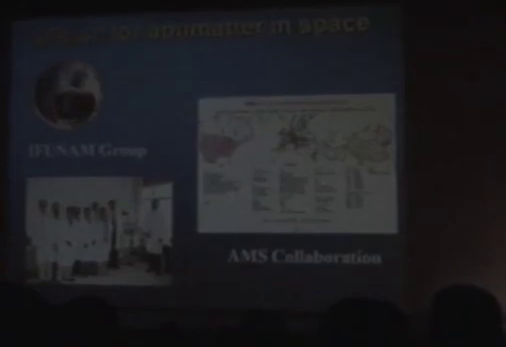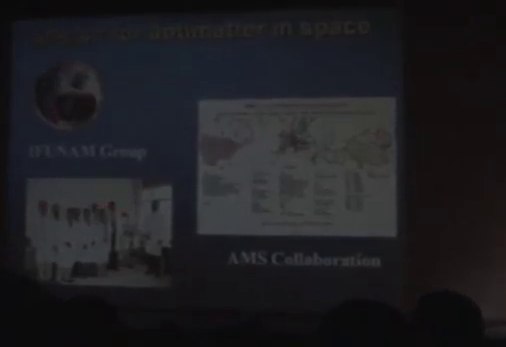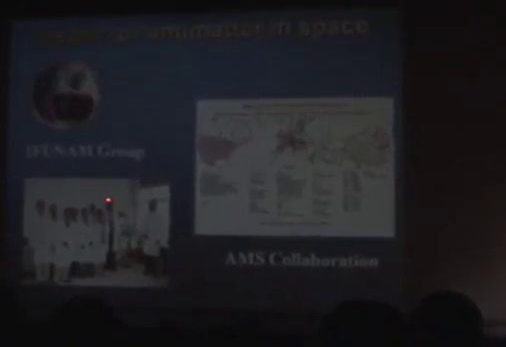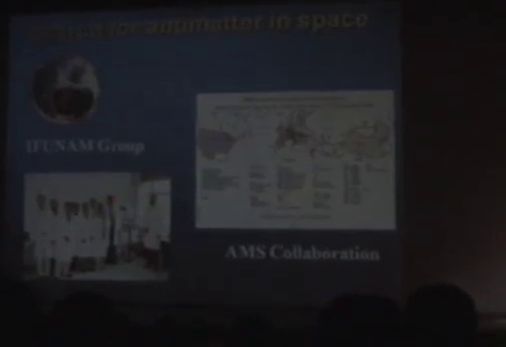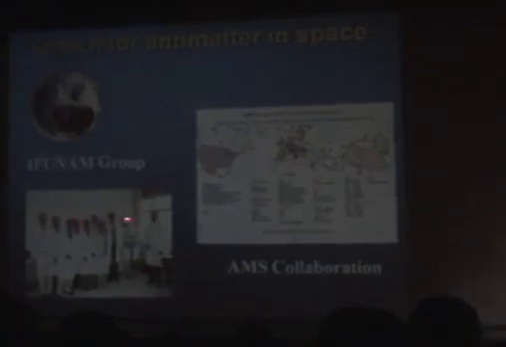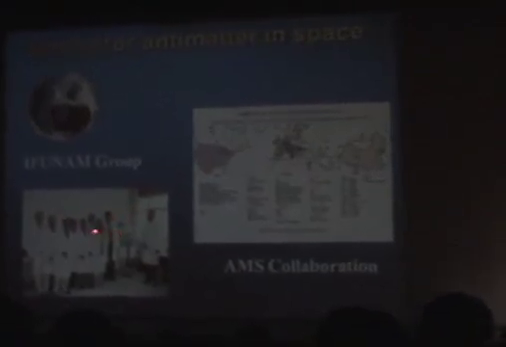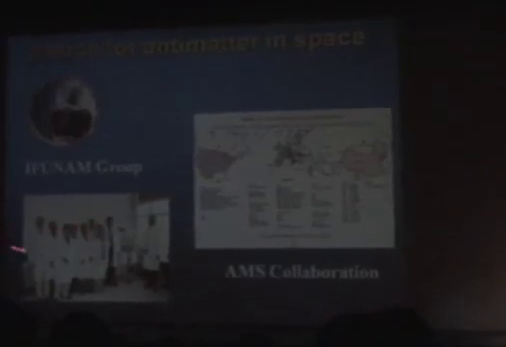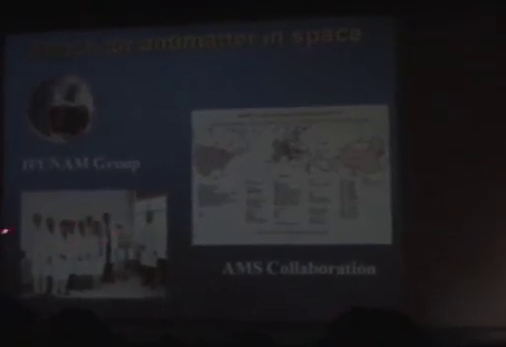So, the search for antimatter in the universe is a project that was proposed by this fellow here, Samuel Ting. He's an MIT professor who won a Nobel Prize for having discovered one of those six quarks that was described before, the charmed quark. And this is my group, in our laboratory at the University of Mexico.